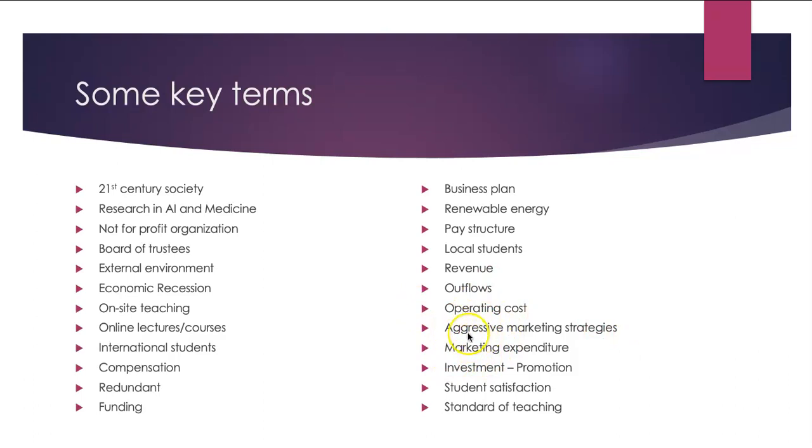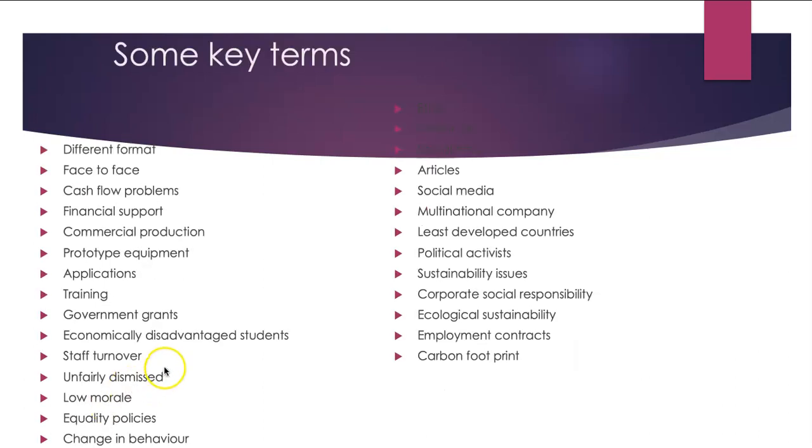They decided that they were going to continue with aggressive marketing to ensure that the university is still well known and the brand reputation was being maintained. They also look at investment, how they could invest to ensure that promotion is key. Students had issues in terms of their satisfaction, and the standard of teaching after the survey was done was actually improved. You also find that they had different formats of delivering the classes.